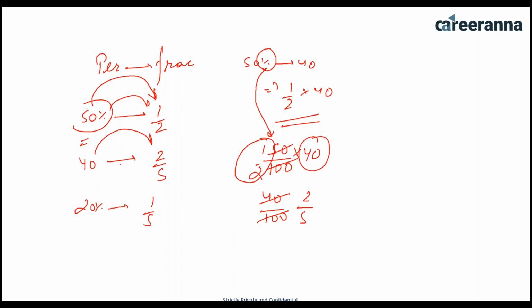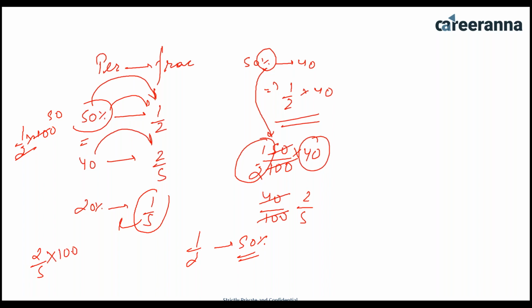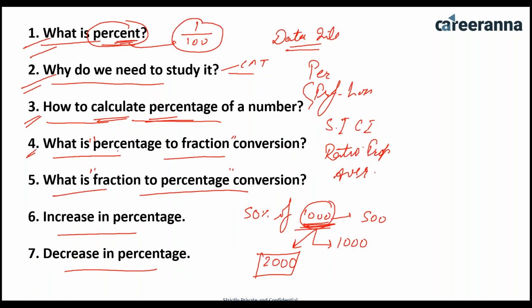So this is percentage to fraction conversion. Very easy. Now, similarly, if I have to calculate a fraction to percentage, so 1 by 5 is 20%. 1 by 2 of a number is 50%. We can easily do it. How can I do it? 1 by 2 multiplied by 100. It is 50%. If I have to find out 2 by 5 is what percentage value? So I have to multiply this number by 100. It is 40%. Is it clear to all? So now we have discussed what is percentage to fraction and what is fraction to percentage conversion. Very easy to understand? Yes.